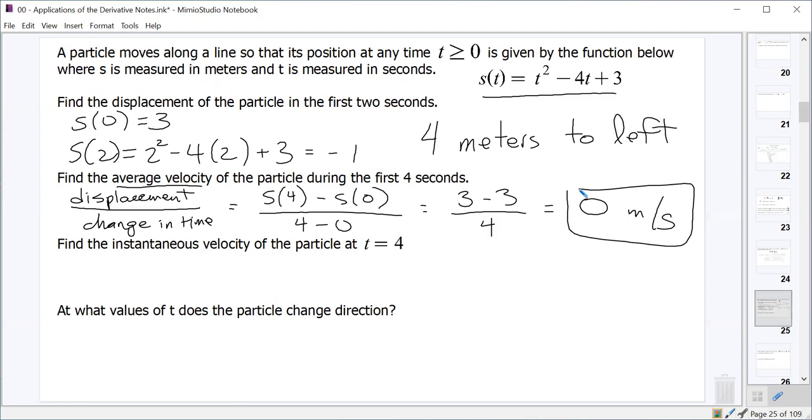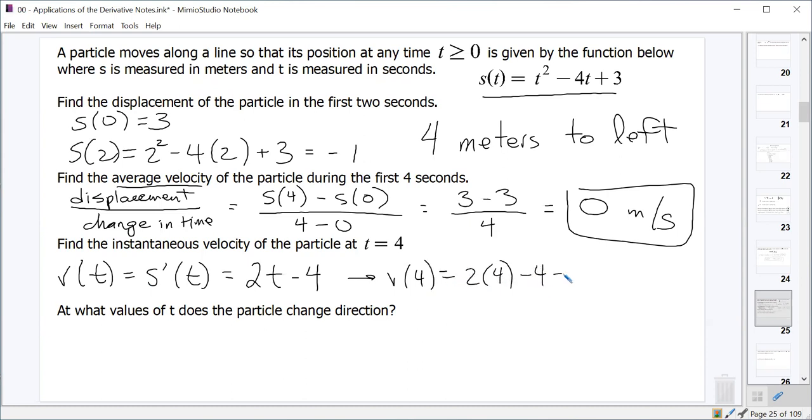So the first two problems there didn't require any calculus, but the next one does. We're looking for the instantaneous velocity of the particle at t equals 4. Now, an instantaneous velocity ought to just be from the derivative of the position function. And that's just a simple power rule problem. That'd be 2t minus 4. And we want to know what the velocity was at t equals 4. So we'll say, well, v of 4 is 2 times 4 minus 4, or 4 meters per second.